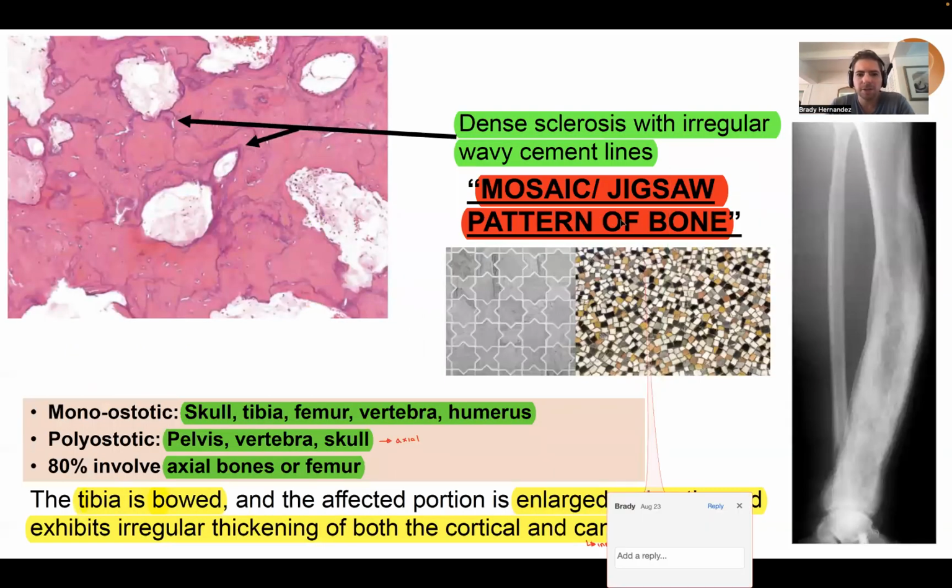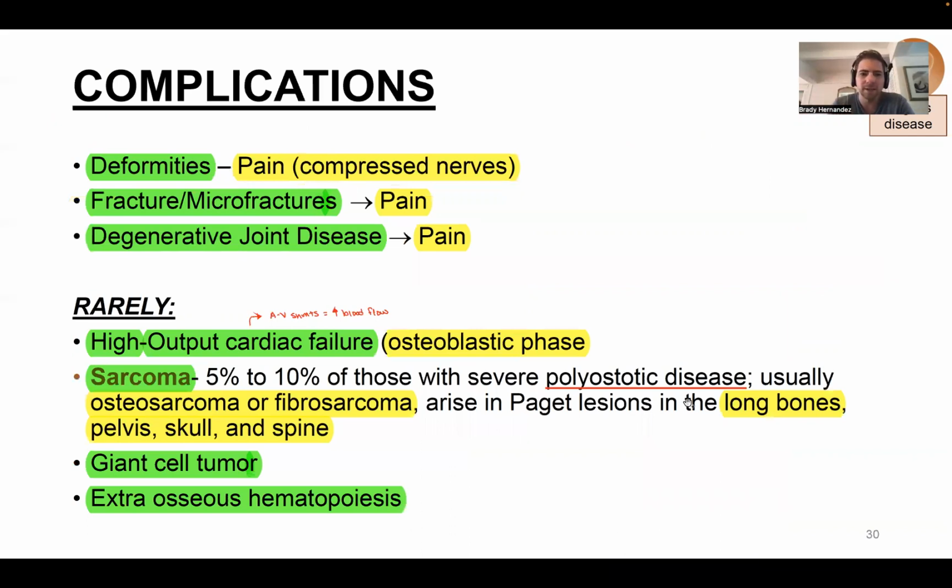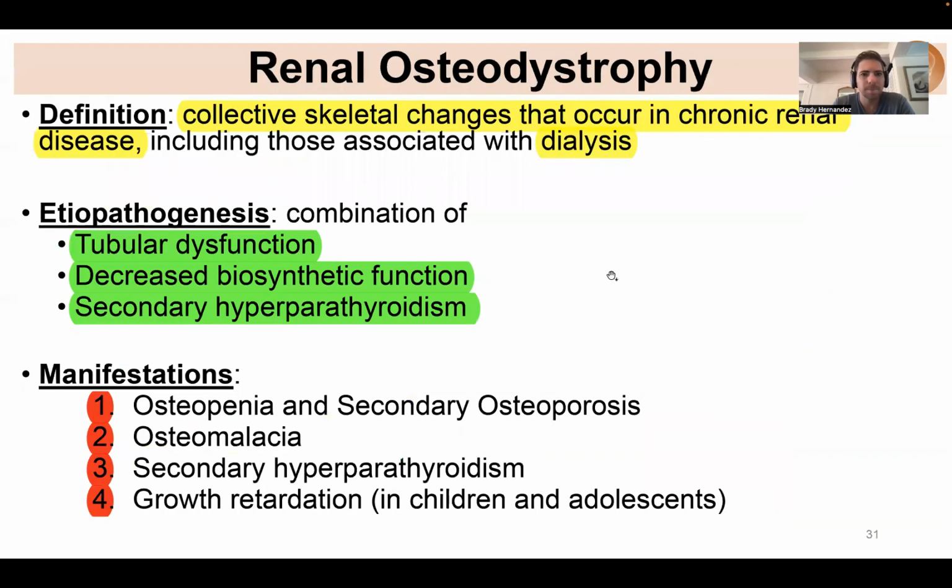All right, jigsaw pattern, another kind of buzzword. It's bowing. When you think of bowing, you think of rickets, but in Paget's disease you can see this as well, just because it's a disorderly deposition of bone. All right, can lead to sarcomas, osteosarcoma in particular. All right, renal osteodystrophy, right?